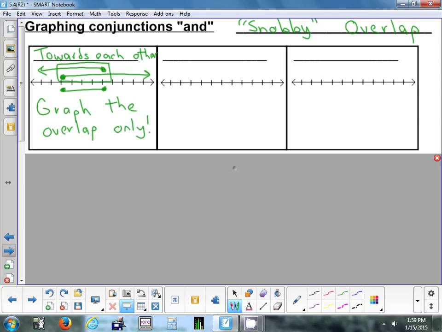It's only a certain situation, so I'm going to graph the overlap only. Again, like we did with the ors, we've got to kind of plan it out first. We've got to see it, and then we can graph it. All right. So when the lines are going, yeah, like that. I'm just going to screw that up.